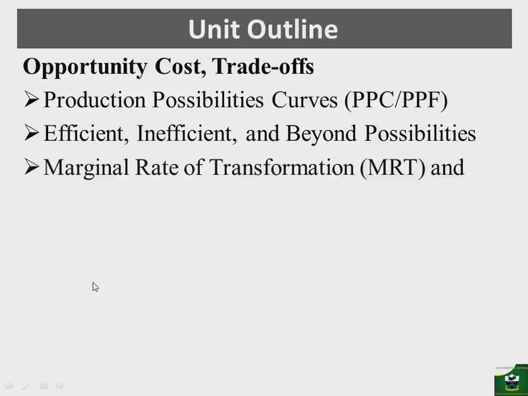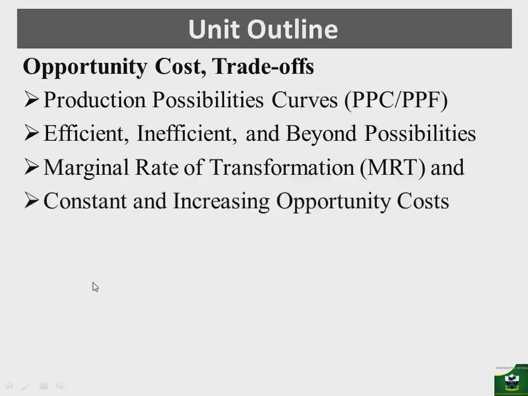Then we'll look at the marginal rate of transformation, which is the slope of the production possibility frontier. And then finally, we will look at the constant and the increasing opportunity cost. So we will display these using the production possibility frontier. So in my presentation, I will try to jumble these, just joining them through the PPFs, which I will construct.